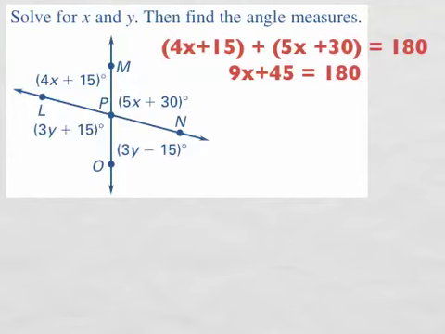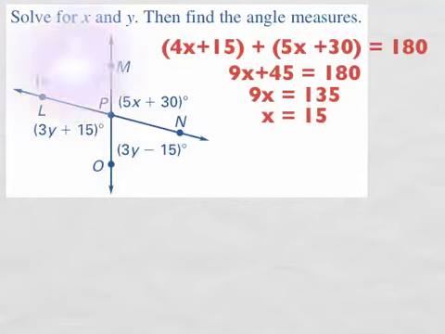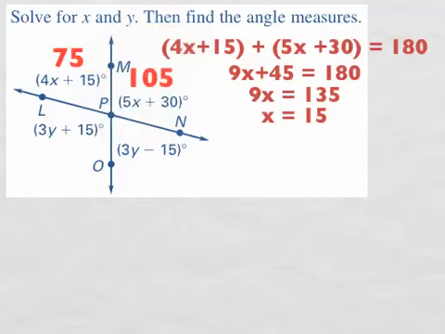I can combine like terms to get 9x plus 45 equals 180. Now to solve for x, I need to subtract 45 from both sides, which gives me 9x equals 135. Divide by 9 and you find that x equals 15. If x equals 15, I can find the angle measures by plugging 15 in for x. When you plug in 15 for 4x plus 15, you find that that angle is 75 degrees. When you plug in 15 for x, 5 times 15 plus 30, you find that this angle measures 105.